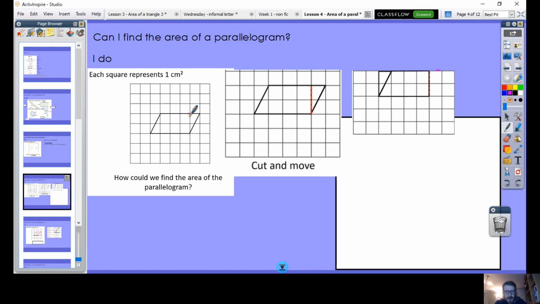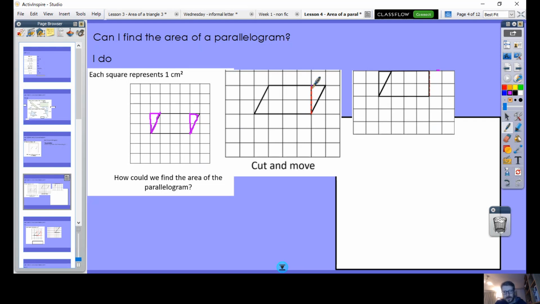So what I can do is cut off this right angled triangle here, effectively, and move it over to here. And what that will do is change the shape into a rectangle, but it will not change the actual amount of space that the shape is covering. It will still be covering the same amount of space because it fits perfectly. This bit of the shape here fits perfectly into this gap here.